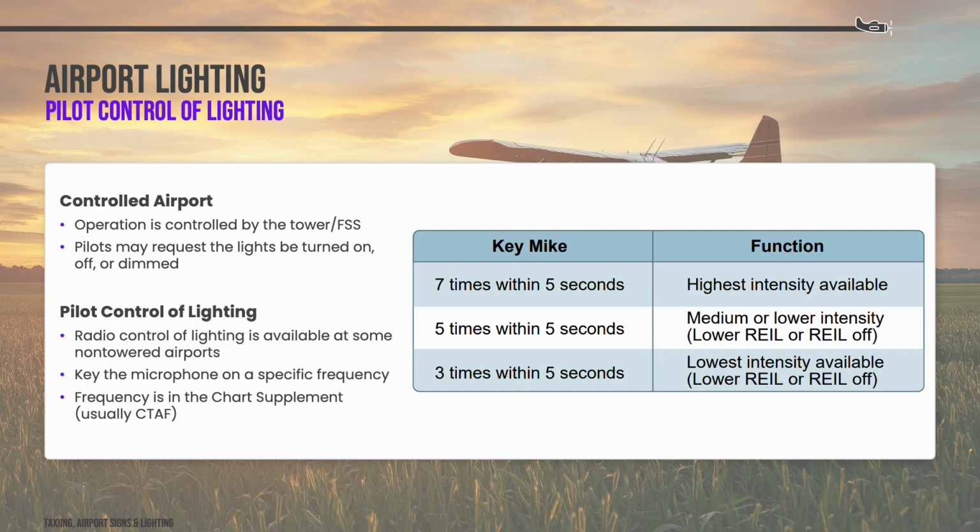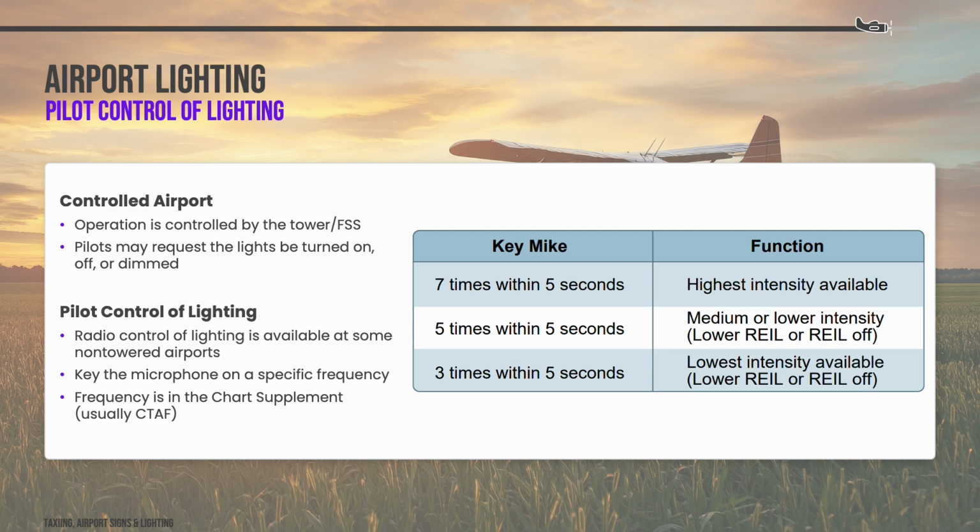All right, so the pilot control of the lighting then. Operation is controlled by the tower or flight service at a controlled airport. Pilots can request they're turned on, off, dimmed, etc. But the pilot control of lighting at an uncontrolled field is just a radio control of the lighting, and it's available at some non-towered airports.